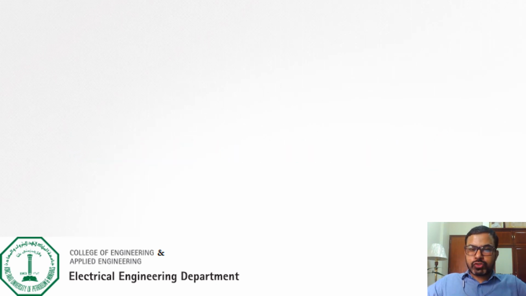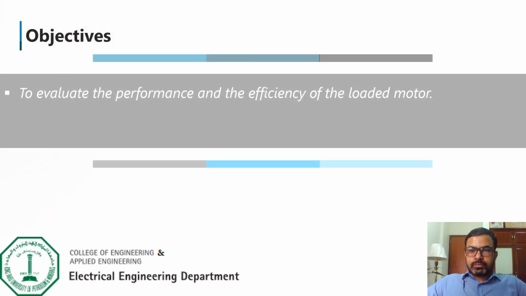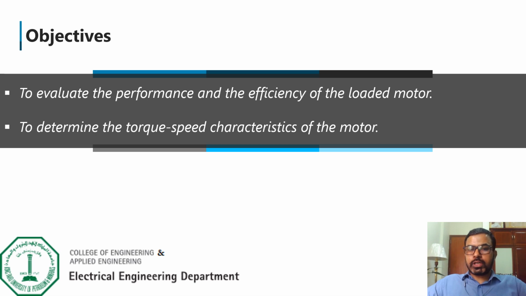Our today's demonstration topic is experiment number 9, that is the last experiment of EE306. In this experiment we will study the torque speed characteristics of three-phase induction motor. Today we have two objectives. Our first objective is to evaluate the performance and the efficiency of the loaded motor. And our second objective is to determine the torque speed characteristics of that loaded induction motor.